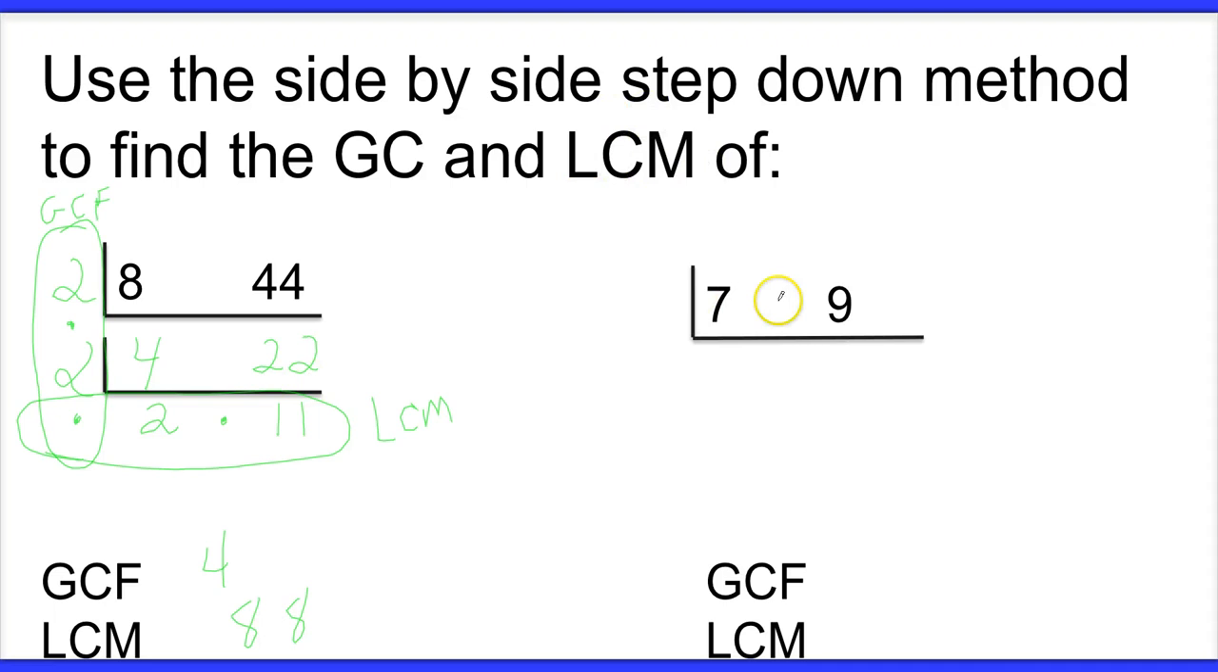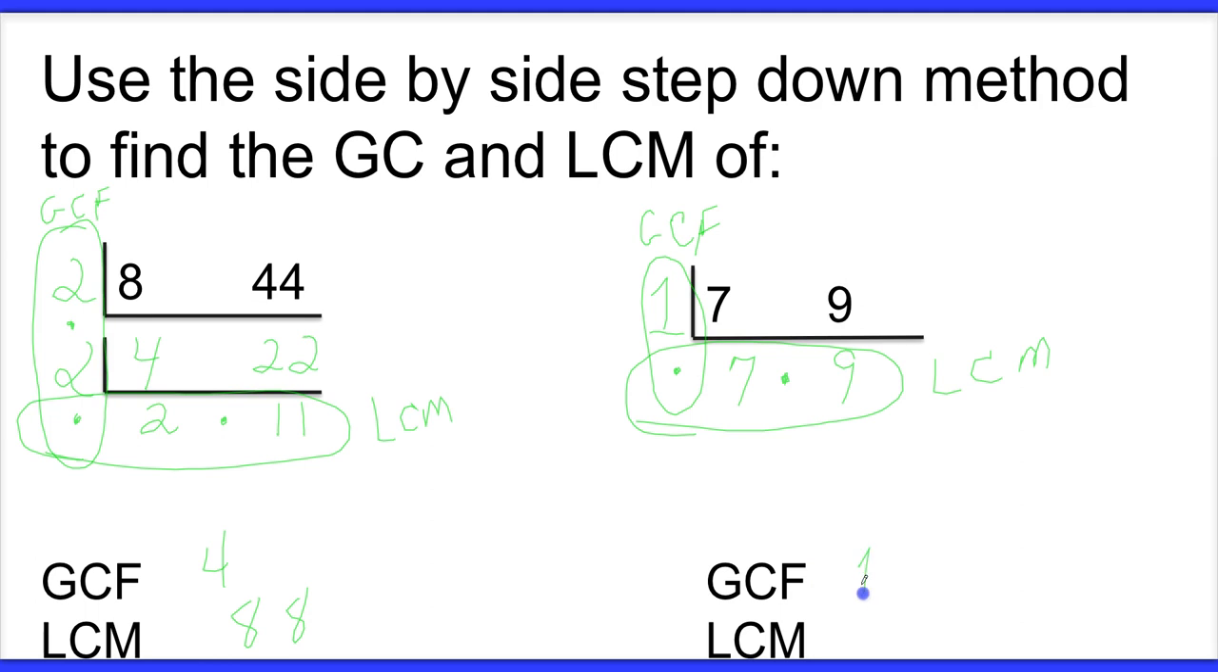So now let's take a look at 7 and 9. And is there a prime number that goes into both 7 and 9? Well, no, there's not. But there is a factor, and that's a factor of 1. 1 goes into 7 7 times. 1 goes into 9 9 times. Again, I'm going to look on the outside of my step down process, and I have a greatest common factor of 1. Now I'm going to look at the factors that I have remaining at the bottom, and this is going to be my LCM. Remember, I'm multiplying my greatest common factor and the factors remaining to find my least common multiple.